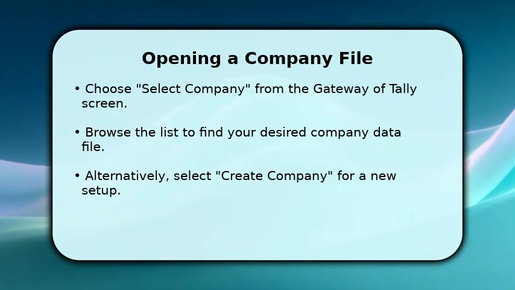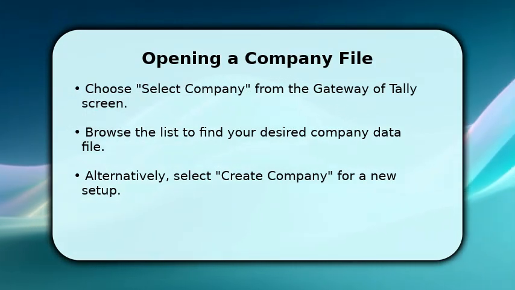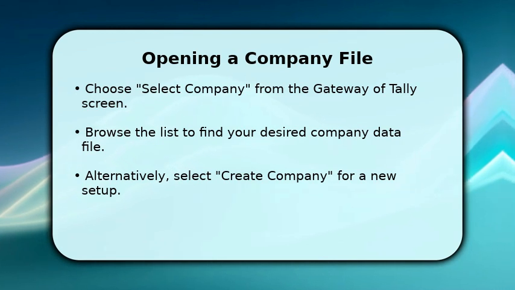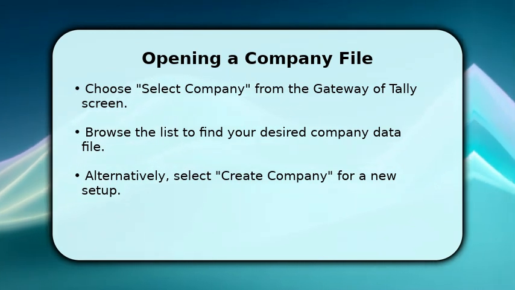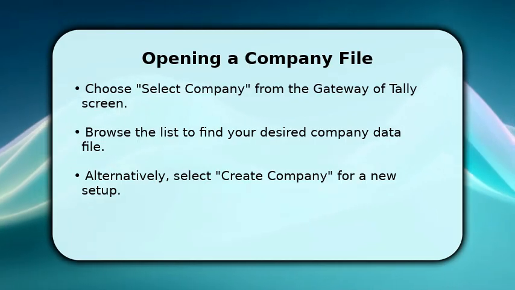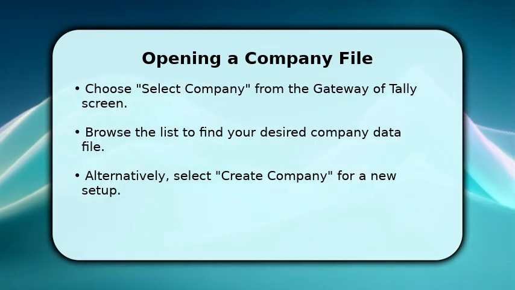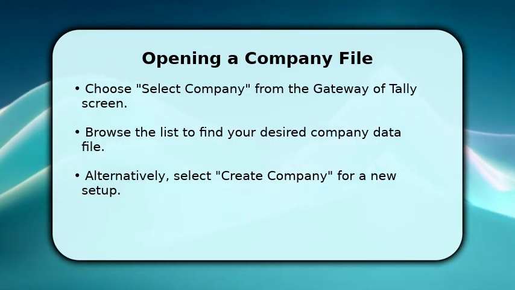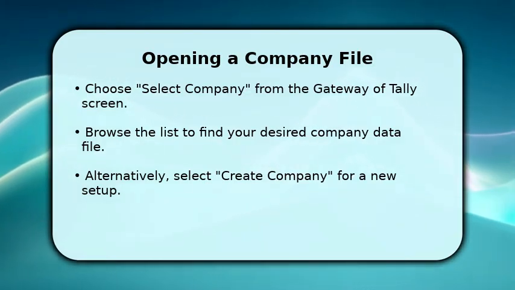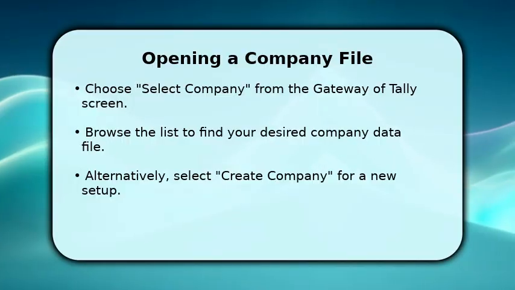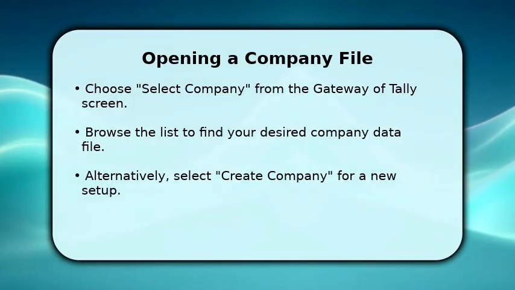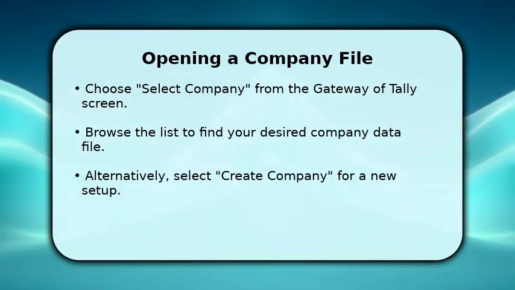After Tally loads, you'll see the gateway of Tally. Here, you have two main options. If you have an existing company, select Select Company from the menu. A list of available companies will appear. Choose the one you need. If you're starting fresh, pick Create Company to set up a new business entity. This step ensures you're working with the correct financial records, whether old or new.